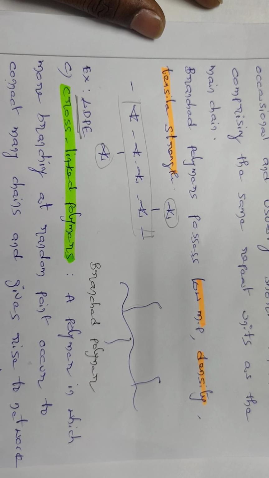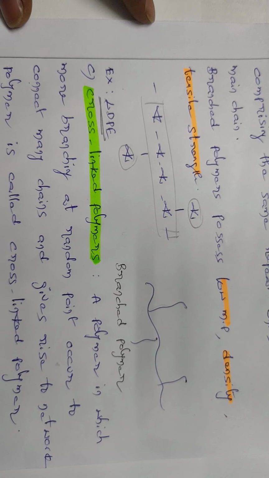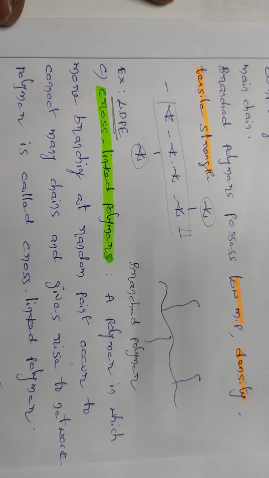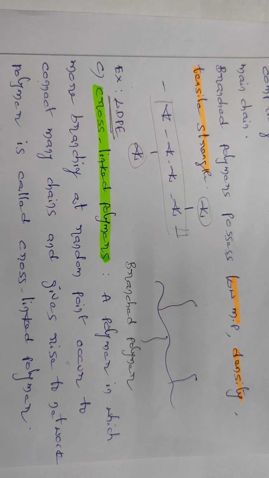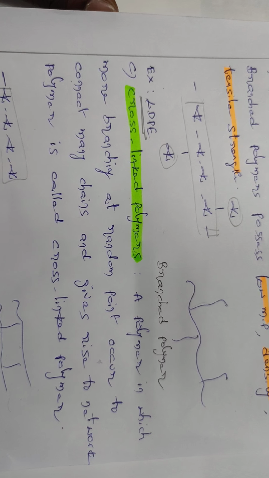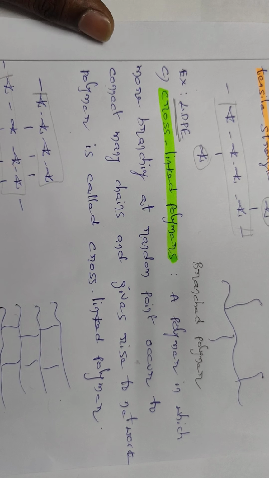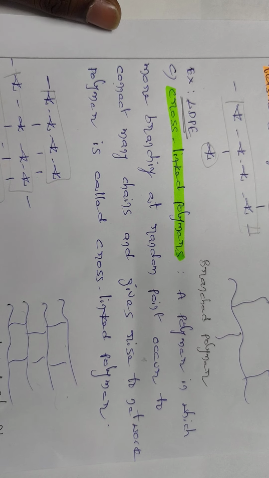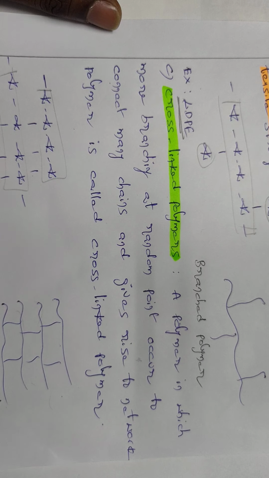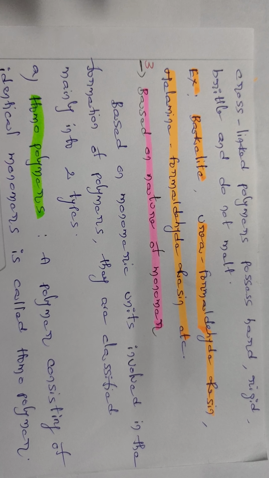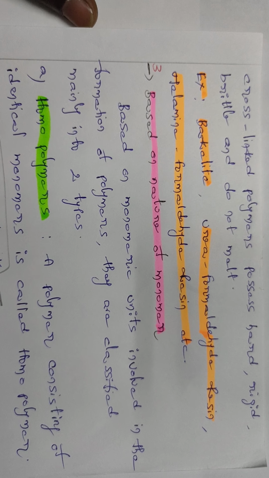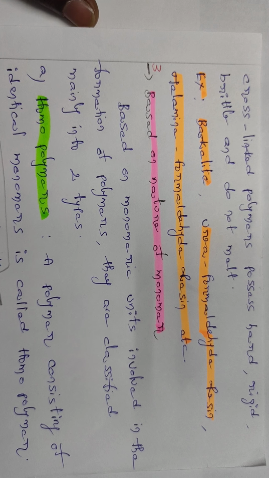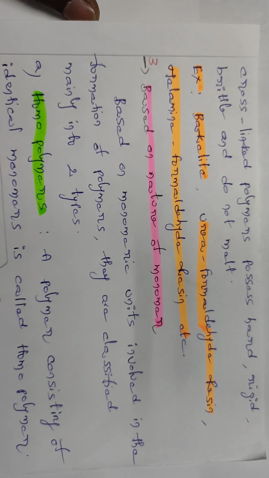Okay, and then cross-linked polymers. So what are cross-linked polymers? In a polymer, more branching can be observed at random points. Okay, so these connect many chains and give rise to a network polymer. Such type of polymers are called cross-linked polymers. What are the examples for cross-linked polymers? Bakelite, urea formaldehyde resin, melamine formaldehyde resin. These are the examples for cross-linked polymers.